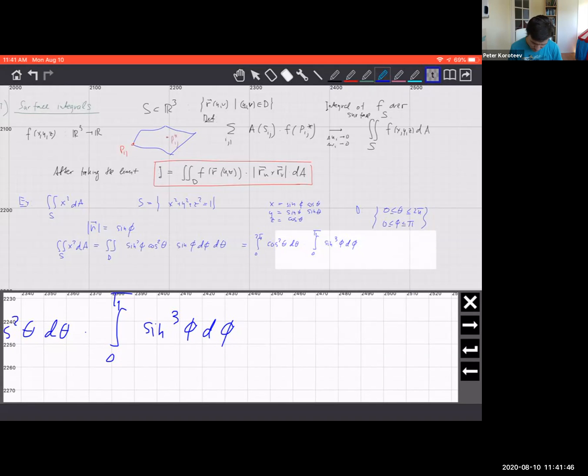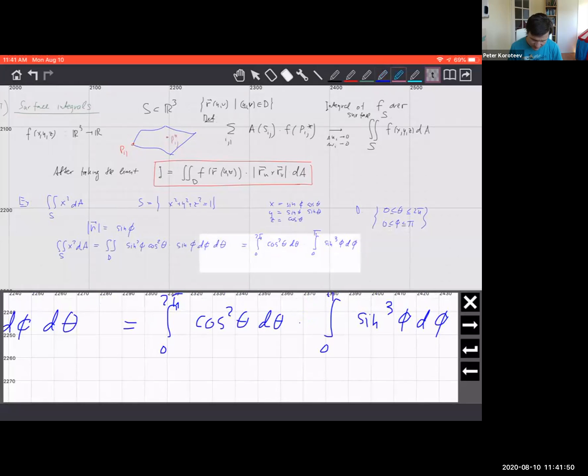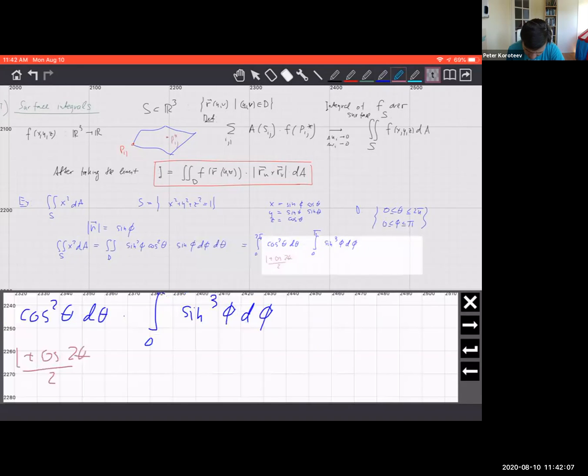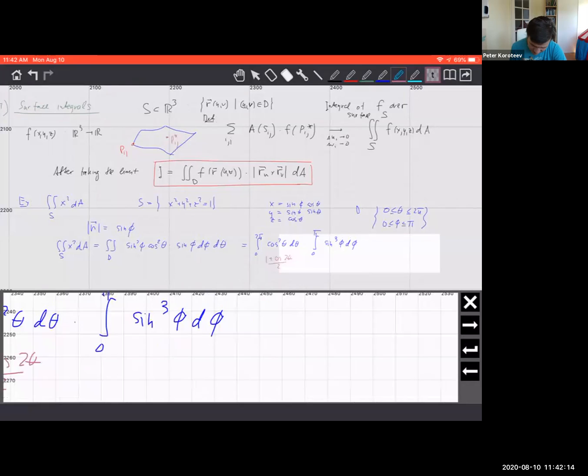Right. So the first integral we will do by using the trigonometric substitution, so it will be 1 plus cosine 2 theta over 2, right? And integrated over the period only 1/2 will survive. And here we can write sine cubed phi as sine squared times sine, and then sine squared is 1 minus cosine squared phi, with d cosine phi with a minus sign, right?